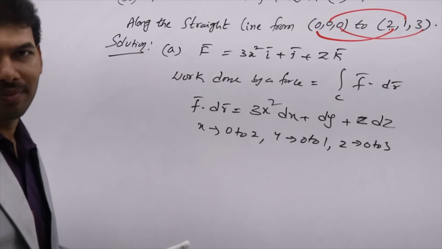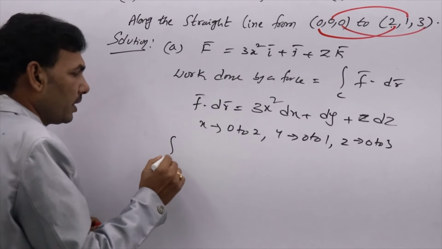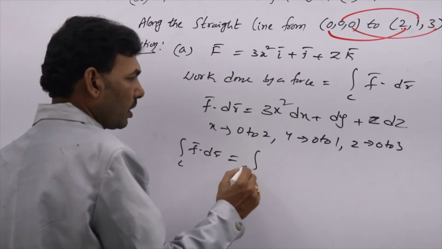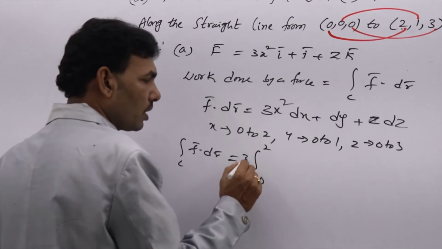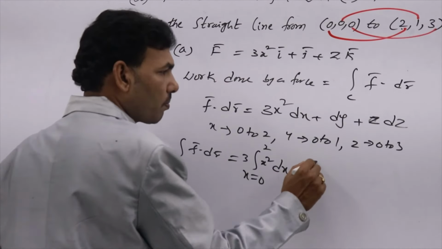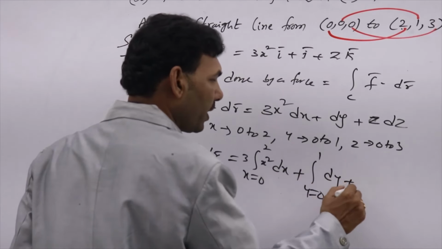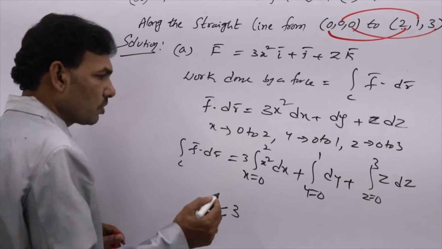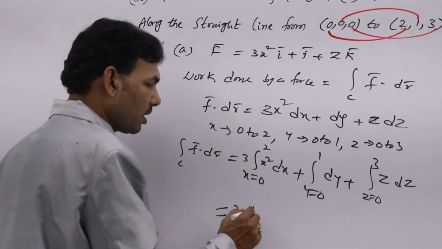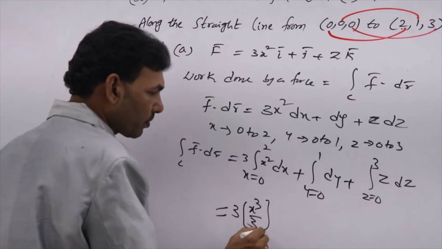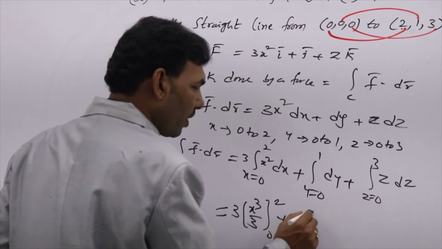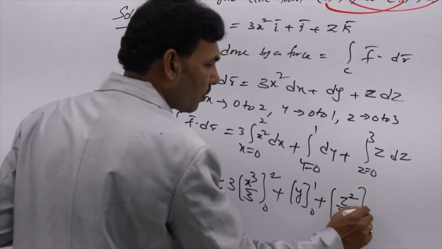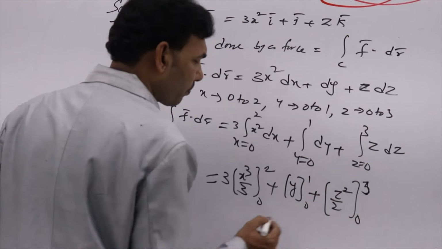So like that we can write the limits. Now I am going to evaluate integral over C f bar dot dr bar equal to this one. Integral x equal to 0 to 2 3x square dx plus integral y equal to 0 to 1 dy, integral z equal to 0 to 3 z dz. So 3 into integral x square, x cube by 3, limits 0 to 2, integral 1 dy from 0 to 1, integral z square by 2 from 0 to 3.